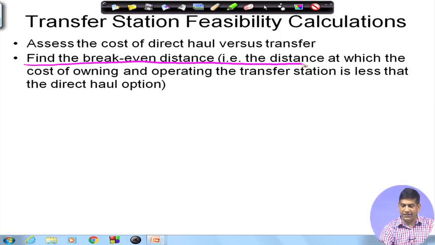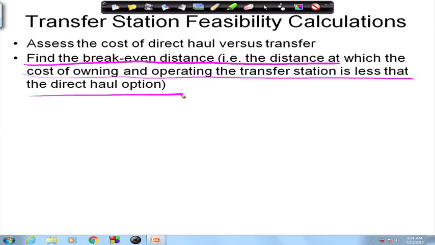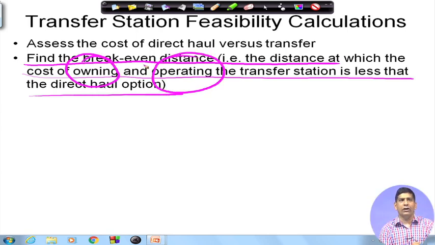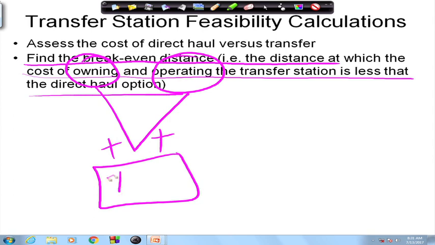Find the break even distance, that is the distance at which the cost of owning and operating the transfer station is less than the direct haul option. So we can make a transfer station, and there are two parts here, owning and operating. What is owning? Owning means you have to build the transfer station. So there is a capital cost, and operating means there is a regular operation and maintenance cost. So we have to factor in both. One factor will come from here, one factor from here. You add up both these factors, and that's what we get as our total cost for the landfill option.